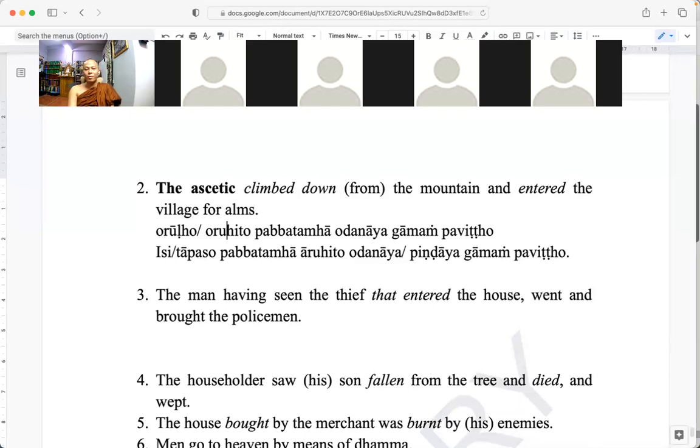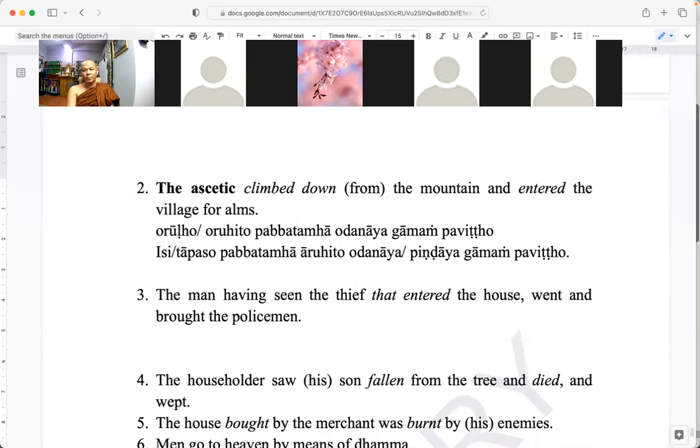And Hado, you raise your hand. Yes, Pante. For the verb climb down, it's coming from the verb orunhati. So the past participle will be orunha. Then we change it to orunho. Right. Or it will be orunhito. Also possible. Okay.